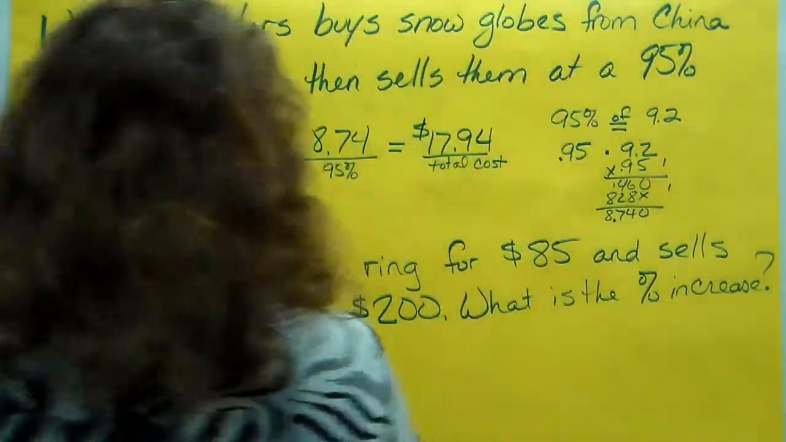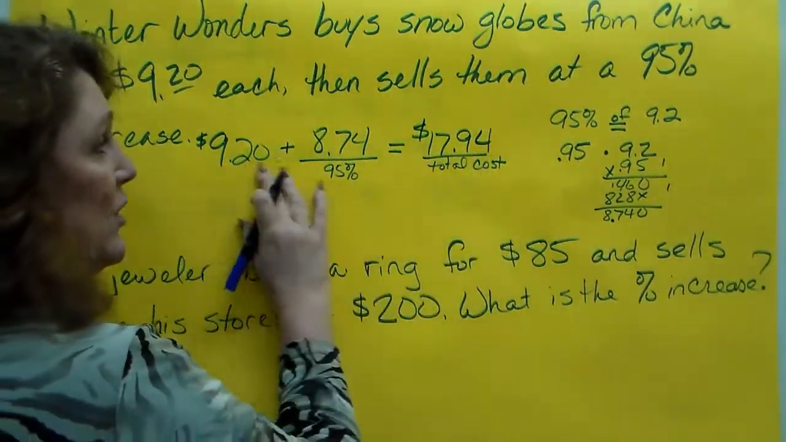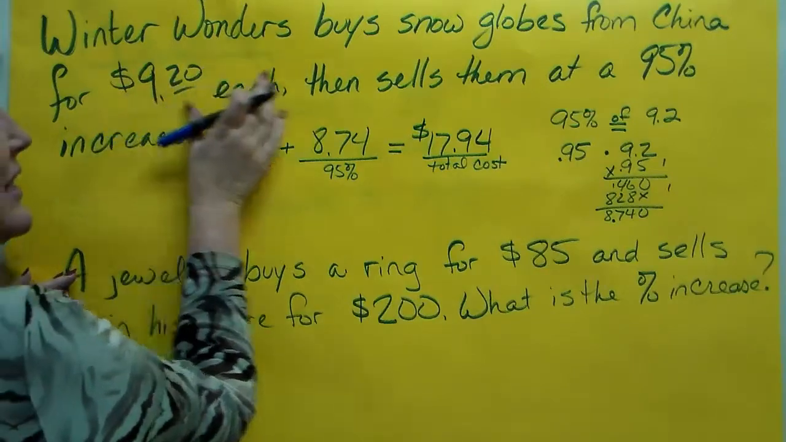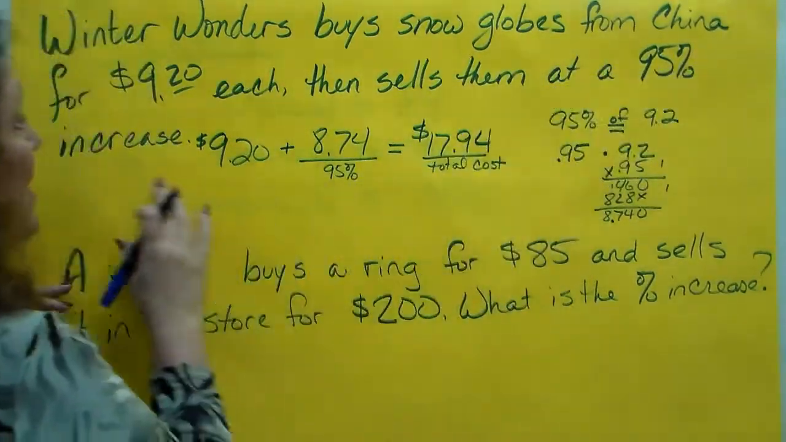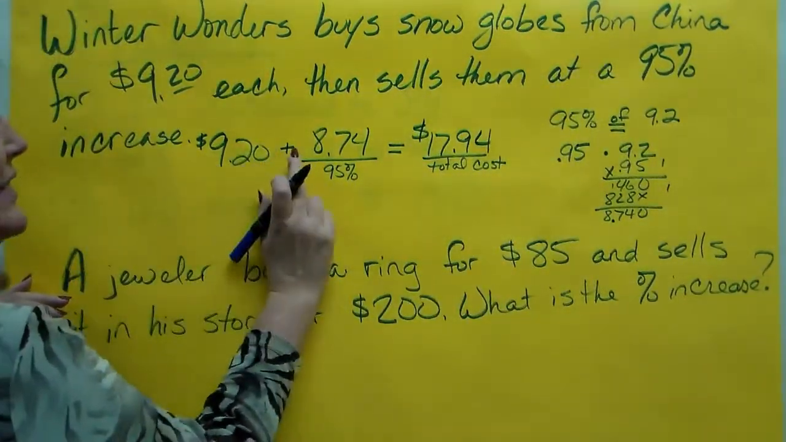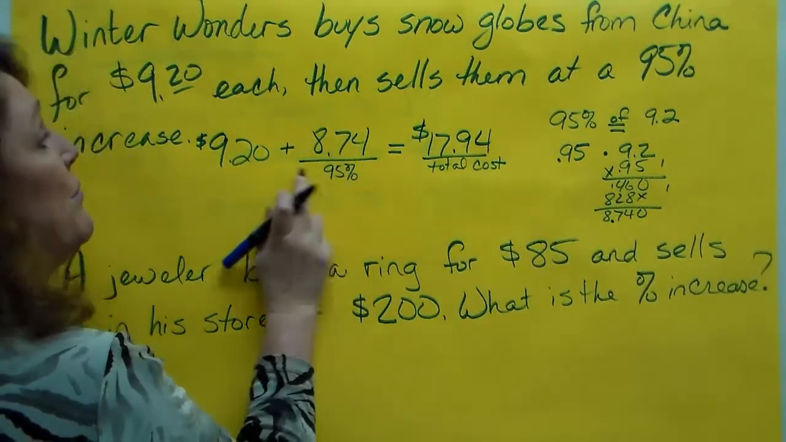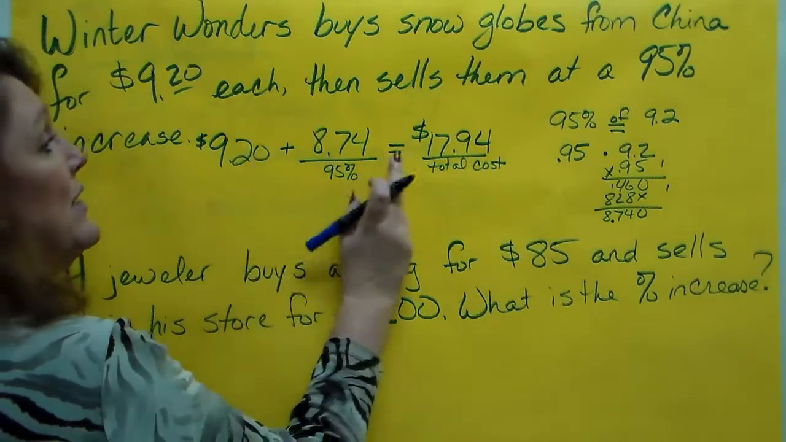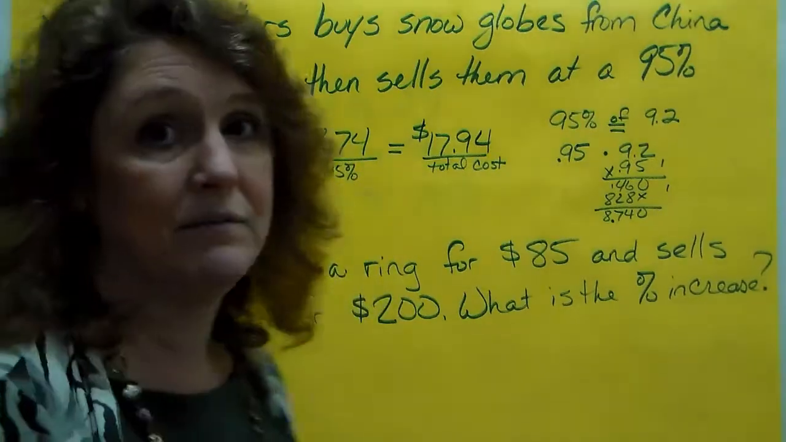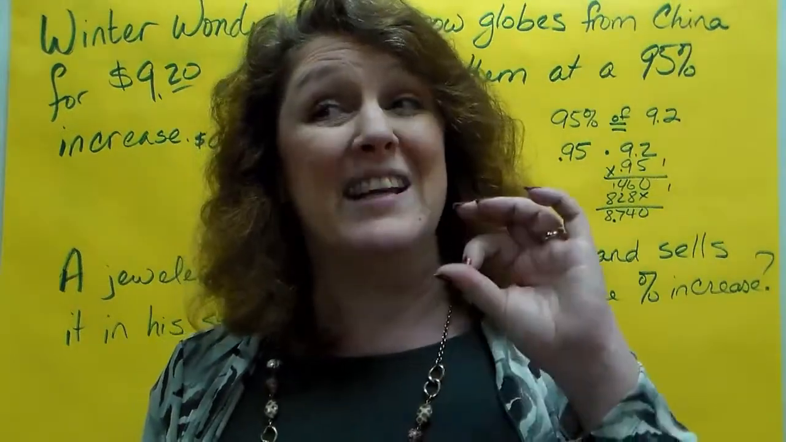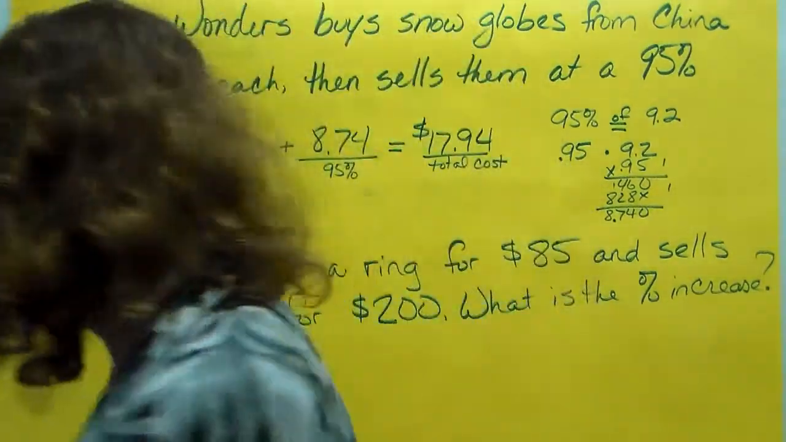So here you have to kind of look at a bunch of different levels of this. You've got to be able to set up the problem. What is it they're really asking? What are they telling us they're doing? We started with this, and then we increased it 95%. I don't know what that is yet. I had to figure out what 95% of 9.20 was, and then add those two together.